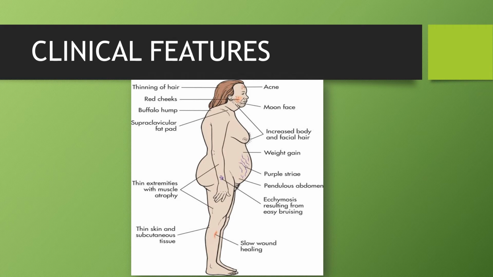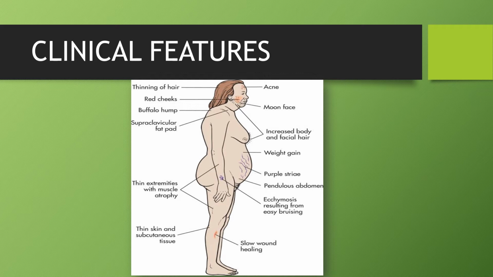And because the skin is now thin and friable, stretching of the abdomen because of central obesity will lead to the development of purplish striae on the abdomen, right? Which is a characteristic classic sign of Cushing syndrome.